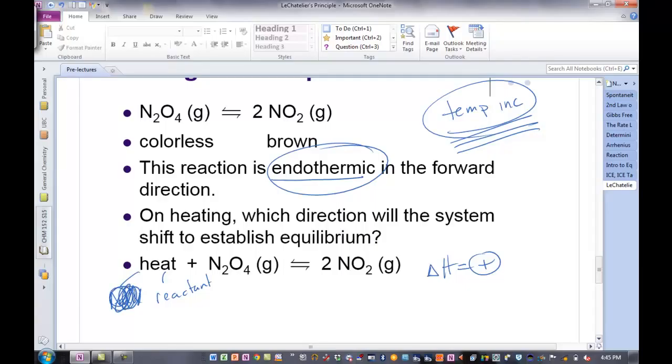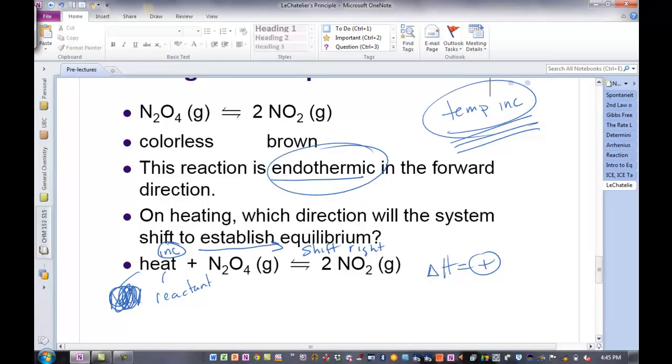Okay? So I was saying that we put heat on the reactant side because endothermic means you have to add heat to the reaction. Now, increasing the temperature, we're adding heat. We're adding more heat than what was available before. So we're increasing this. It's kind of like changing the concentration, changing the amount of heat. The system's going to shift to remove it. So we've added heat, we've increased that. It's going to shift to remove it. It's going to shift right.